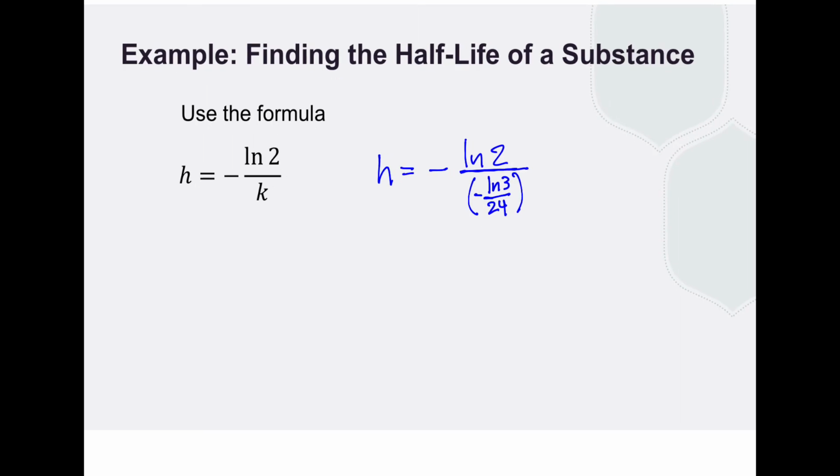So let's simplify this down a little bit if we can. The ln of 2, we're going to think of that as being in the numerator. We're going to multiply that by the reciprocal of the denominator, 24 over ln of 3. So writing this so that it's not a complex fraction, I would have 24 ln of 2 over ln of 3. And we would want to put this into our calculators to see what we get.